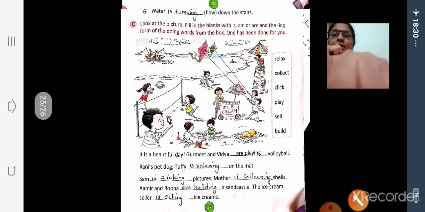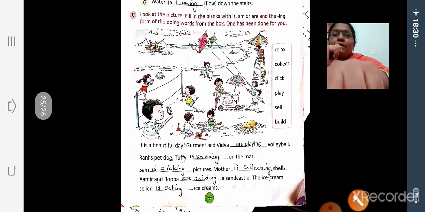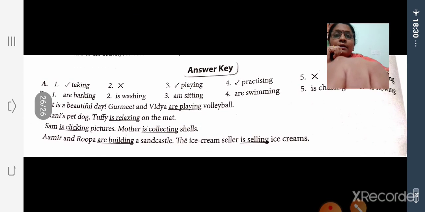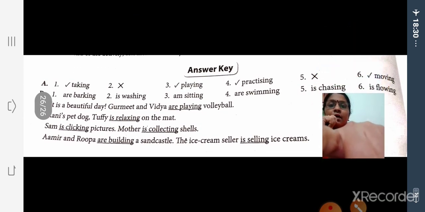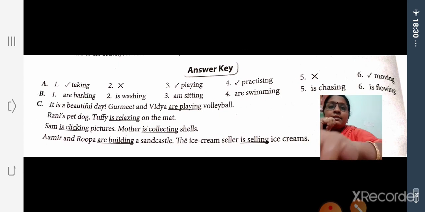So answers are given in the next picture. Okay, here. So write all the answers in your grammar text, and I have attached the answer key also. If there is any doubt, you can make use of this answer key. Okay, so complete all the answers, write neatly and correctly.